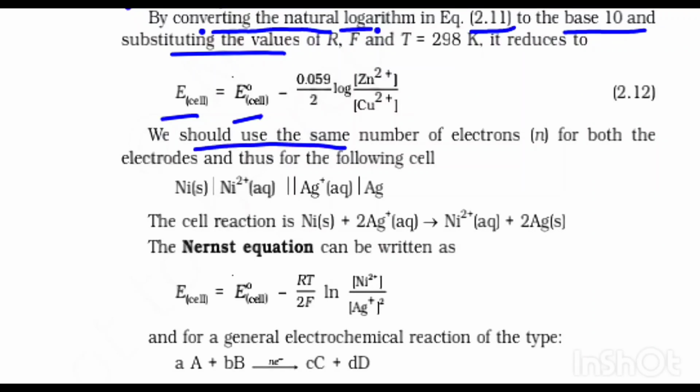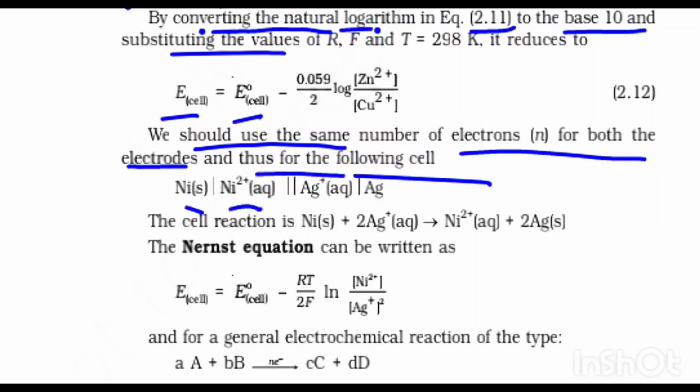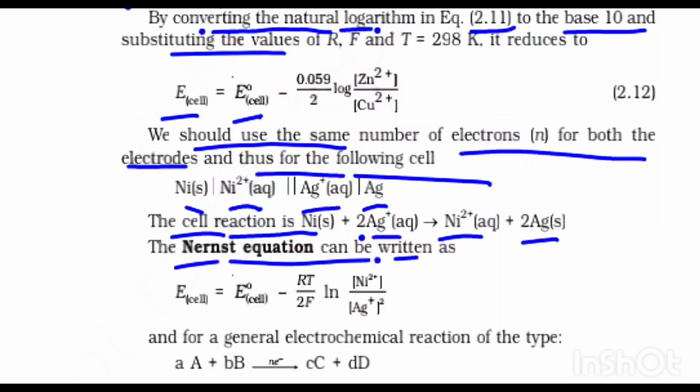We should use the same number of electrons n for both the electrodes, and thus for the following cell: Ni(s) | Ni2+(aq) || Ag+(aq) | Ag. The cell reaction is Ni(s) + 2Ag+(aq) gives Ni2+(aq) + 2Ag(s). The Nernst equation can be written as E cell is equal to E naught minus RT by 2F ln [Ni2+]/[Ag+]^2.